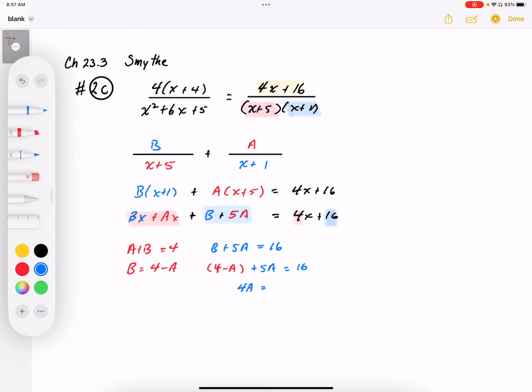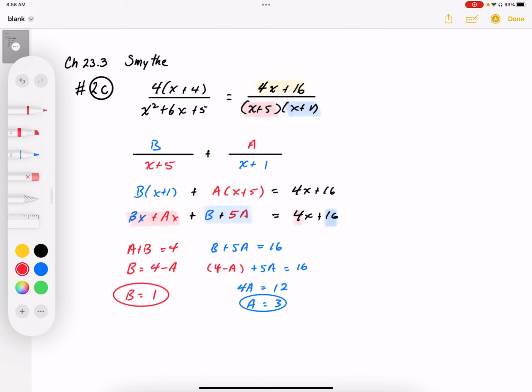Solving for a, this gives me 4a is equal to 12, subtracting 4 from both sides. So a works out to be 3. Okay, so that's going to be my partial fraction from the a, 3 over x plus 1. And then solving for my b value works out to be 4 minus 3, which is 1.